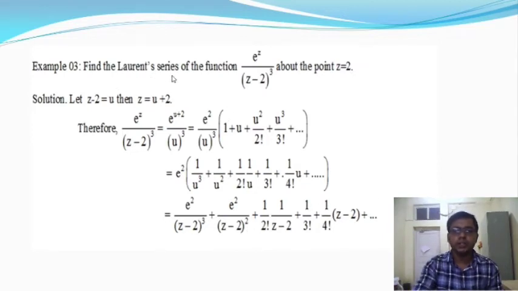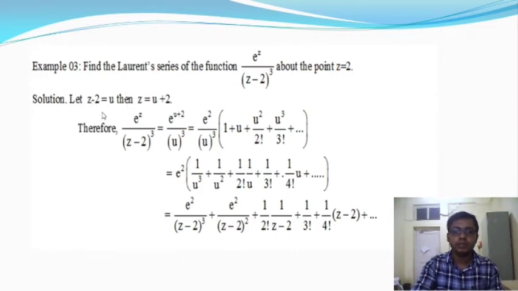Find the Laurent series of the function f(z) = e^z / (z - 2)^3 about the point z = 2. That means we are going to find the series about the point z = 2. This problem is slightly different from problem 1 and problem 2. So here is the solution of the given problem.